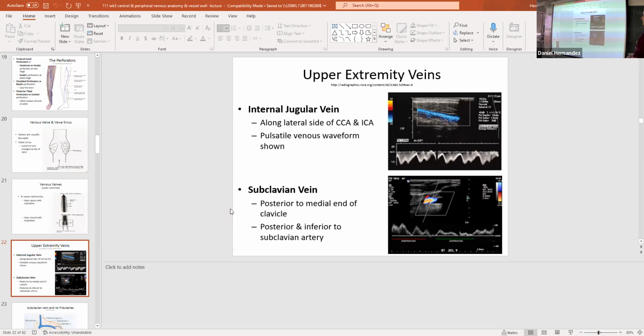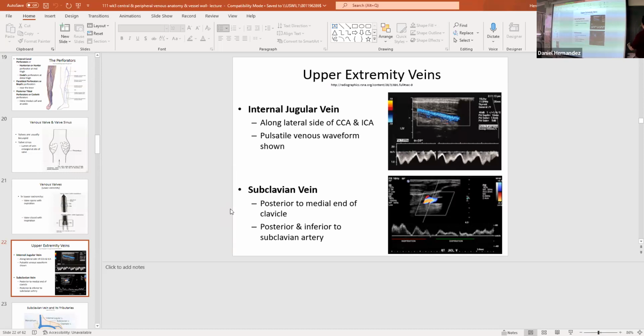So now we're going back to the upper extremities here. We're going to focus first on the deep veins of the upper extremity. So internal jugular vein. It's one on each side, right and left. I'm just going to do the right arm. The internal jugular vein courses along the lateral side of the common carotid and internal carotid arteries. We said this was pretty close to the heart, so it should have a pulsatile waveform that's seen here, so that's normal.